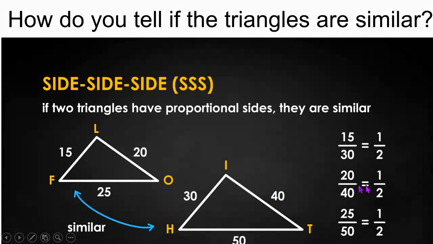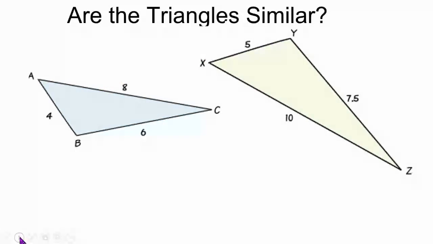And so since all of these sides have the same scale factor, so remember, this is called your scale factor, they all have a scale factor of 1/2. So this one is half the size of that one. And so they are similar. Not congruent, but similar.